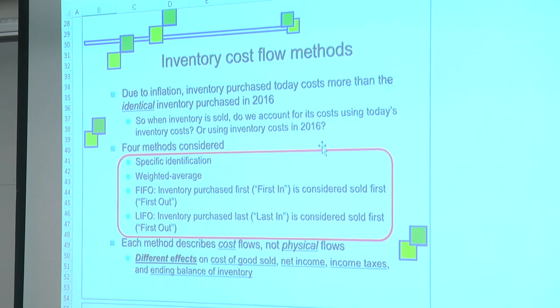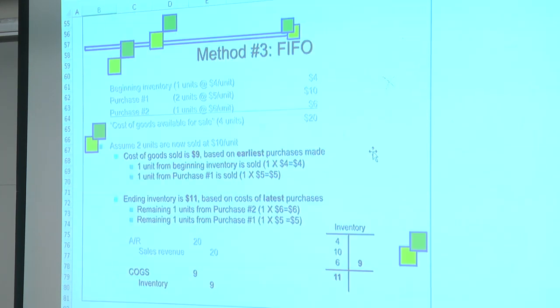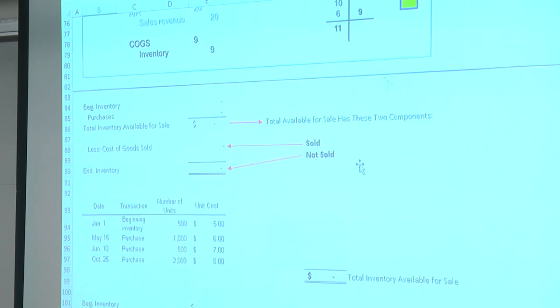Weighted average averages the costs of all the products throughout the year. FIFO is first in, first out. We're going to see illustrations of FIFO and LIFO, so I'll leave those here. The slides also go into full detailed illustrations of each method, so I suggest reviewing those if you're not comfortable with this yet.